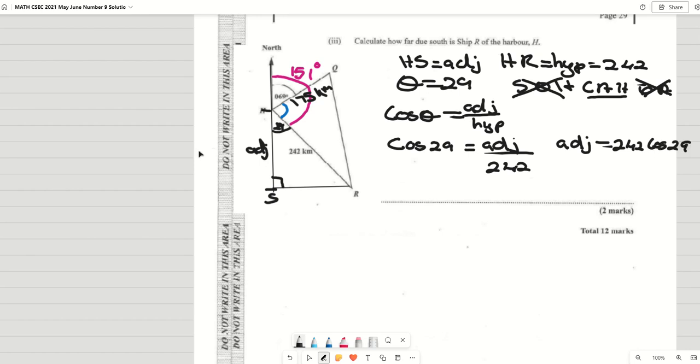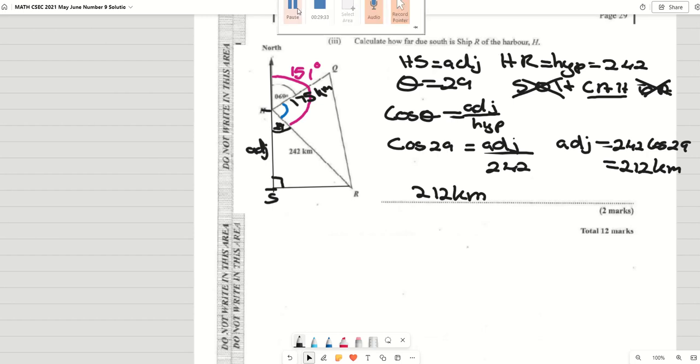When you put this in your calculator, you're going to get 212 kilometers, and that would be the answer for this. R is 212 kilometers south of harbor H, and that is how you would answer May June 2021 number 9.